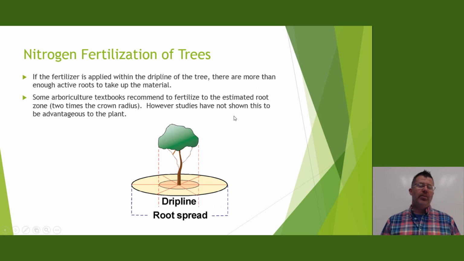If the fertilizer is applied within the drip line of the tree, there are more than enough active roots to take up the material. Some arboricultural textbooks recommend to fertilize to the estimated root zone, which is 2 times the crown radius. However, horticulture studies have shown that this is not advantageous to the plant. So some arborists are recommending 2 times the crown, which comes out to the root spread, to fertilize, but our studies are showing that if we do it within the crown area, that should be more than enough.